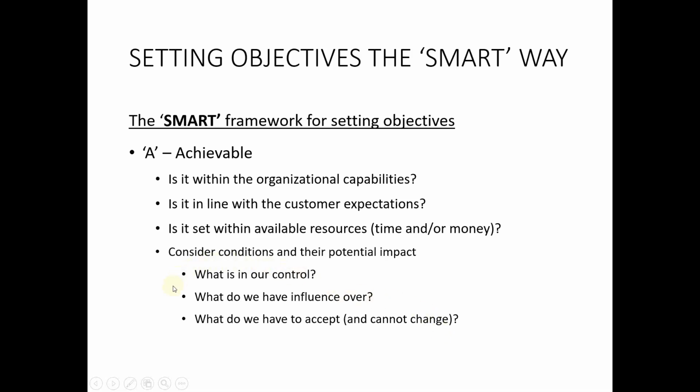So these are the three types of questions that the organization has to ask itself to check whether the objectives are achievable or not. What is in our control means things that can be controlled by the organization, things that we can influence and control in the organization, and things which are not under our control that we have to accept. So if we are able to identify all these things, then it is easier to frame an achievable objective.